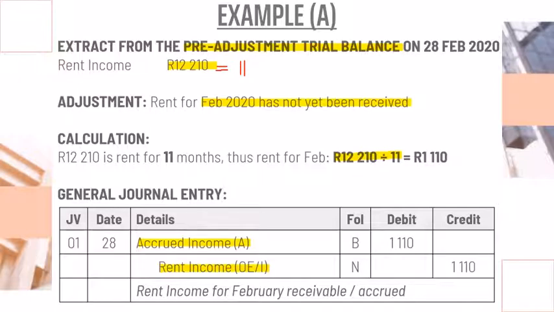Your narration is super easy. It says rent income for February receivable or accrued. I would stick to the word accrued because it's the same as the account's name, so it's less things to remember. You can also just say rent income accrued. You don't have to say for February.